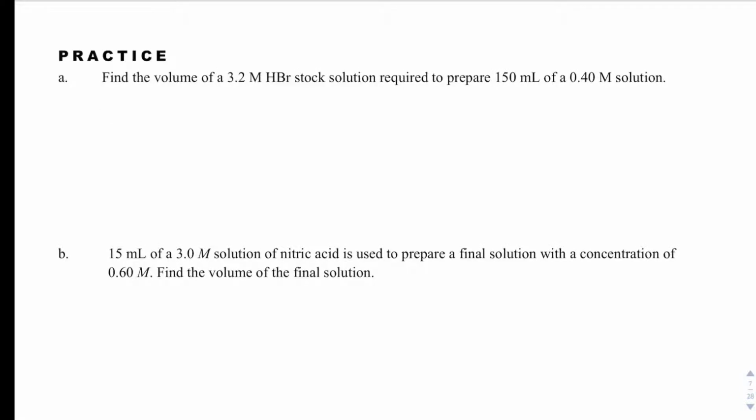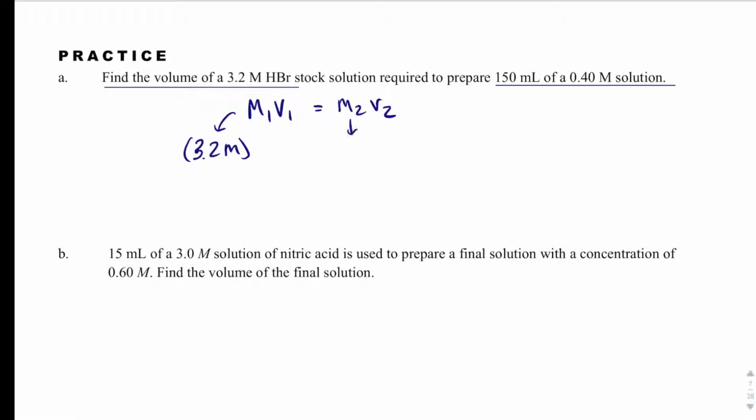Okay, so let's do some practice problems. It says we need to find the volume of a 3.2 molar hydrogen bromide stock solution required to prepare 150 milliliters of 0.4 molar solution. So what this means is I'm diluting. M1 V1 equals M2 V2. My initial molarity is my stock molarity, which is 3.2 molar. My new molarity, it looks like I'm diluting it down to 0.40 molar, and I need 150 milliliters total of that solution. So I just need to solve for V1.